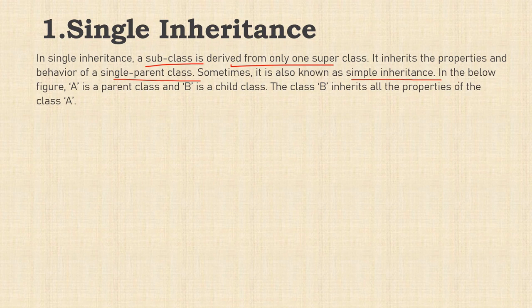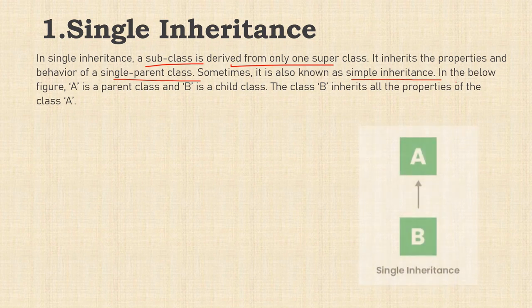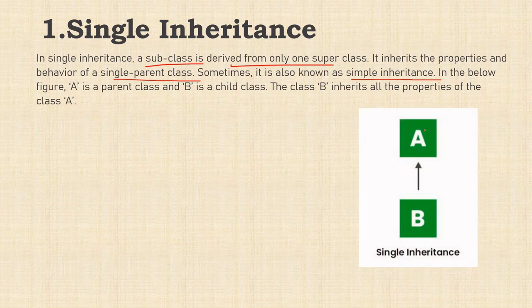In the below figure, A is a parent class and B is a child class. The class B inherits all the properties of class A. So this is the figure here: class A is the parent class and class B will be the child class. Class B inherits the properties of class A. This is an example of single inheritance.